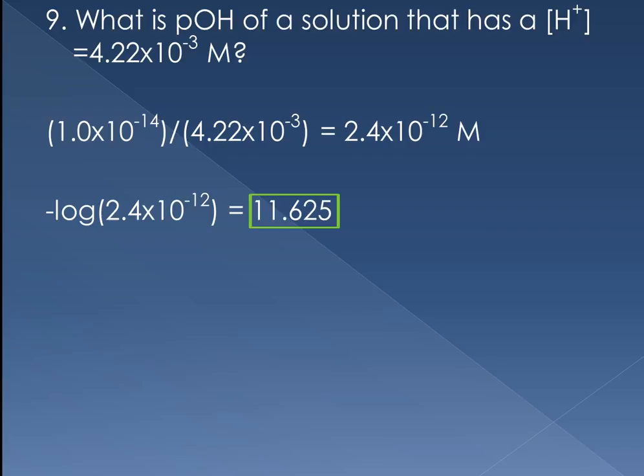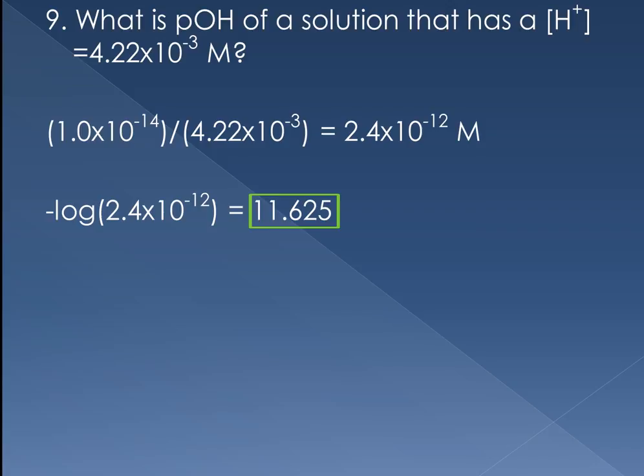Question number 9 asks us what is the pOH of a solution that has a concentration of H plus equal to 4.22 times 10 to the negative 3 molarity. So do the same thing as we did earlier. Take 1.0 times 10 to the negative 14 divided by 4.22 times 10 to the negative third, which will give you a concentration of OH minus of 2.4 times 10 to the negative 12 molarity.